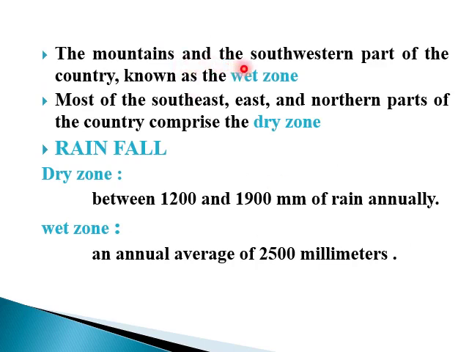Mountains and southwestern parts of the country are basically known as the wet zone, and most of the southeast, east, and northern parts of the country comprise the dry zone. If we talk about the rainfall in the Sinhalese subregion, there are two zones. Number one is the dry zone and number two is the wet zone. In the dry zone, about 1200 to 1900 millimeters of rainfall is recorded throughout the year, and in the wet zone, about 2500 millimeters of rainfall is recorded annually.